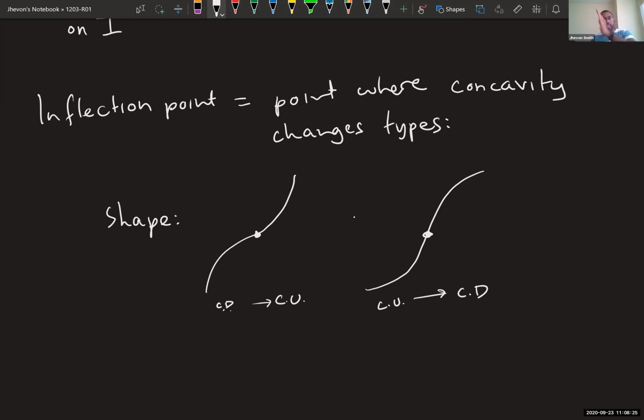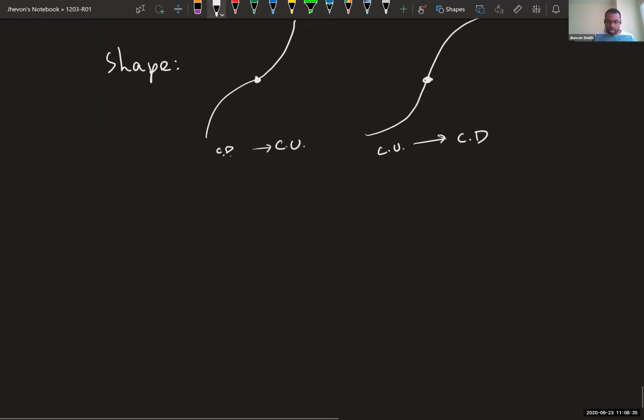So it's like when you have this little flip in how the graph is behaving, whether it went from a frowny face to a smiley face or a smiley face to a frowny face, we call that an inflection point. It can do this either way, so it can be decreasing while it's doing it as well. So these guys are inflection points.